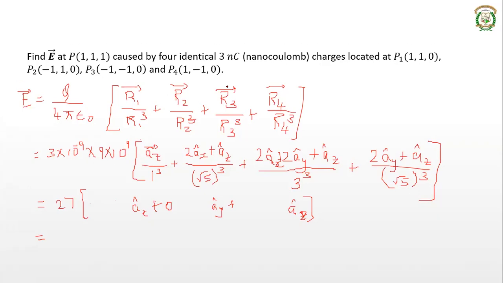You got 0.2529. Yeah, that should be ax. Similarly, 0.2529 ay. And for az, use 27. See, 3 cube it is. What is the az term? If you multiply it with 27, what do you get then? The az component is 1 plus 1 by root 5 cube plus 1 by 3 cube plus 1 by root 5 cube. Okay, 1.2159, right? 1.216.